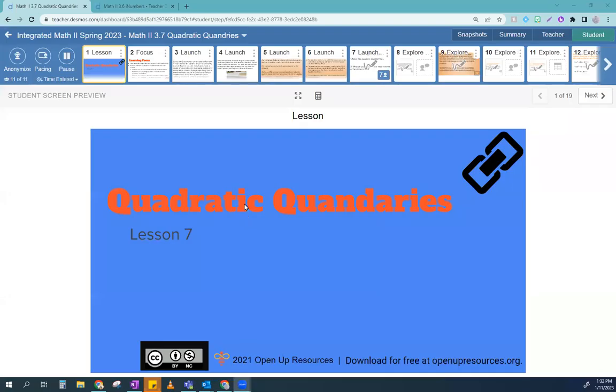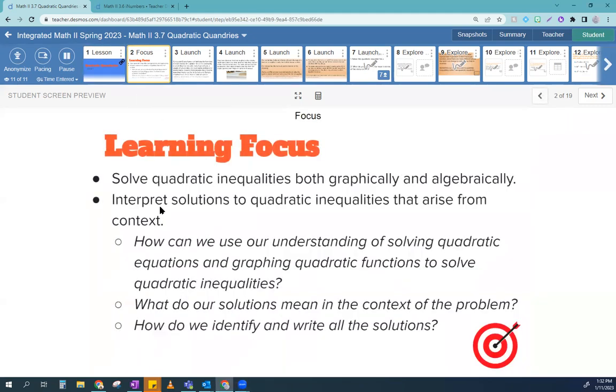All right, so we are going to go over 3.7, which is called quadratic quandaries. Kind of fun to say. So quadratics, we're still in quadratics. Quandaries means like wondering, if you can think about that. So today you're going to be able to solve quadratic inequalities.